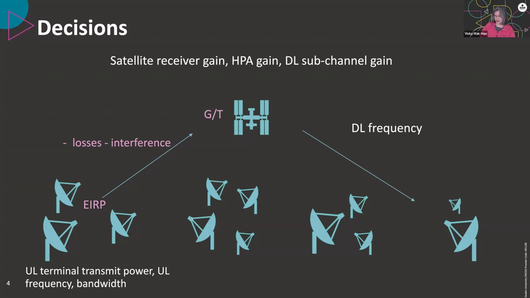So that's some more things that you have to take into consideration. Then at the receiving antenna, you have the gain-to-noise-temperature ratio. And then there are some more gains and losses on the satellite. In terms of decision variables, we can optimize the receiver gain, the HPA gain, and the downlink subchannel gain. The downlink frequencies can also be a decision variable. And then you have more losses and interference.